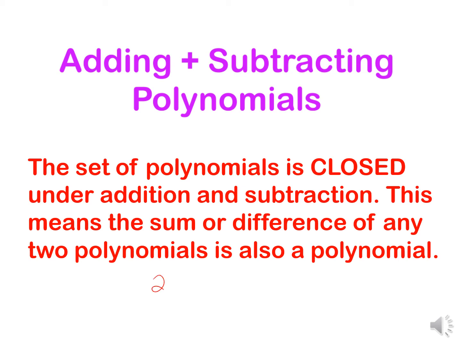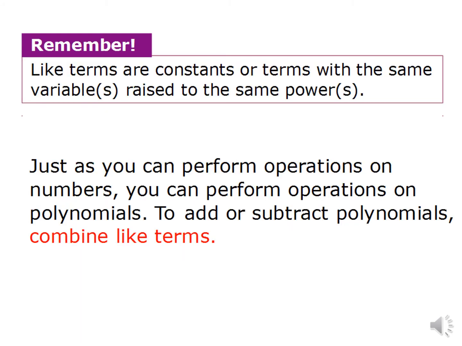Now, if you're looking at something like this, that becomes 5x squared, but monomials are also polynomials. So you can see it is still a polynomial. Like terms are constants or terms with the same variable raised to the same power. So just as you perform operations on numbers, you can perform operations on polynomials. To add or subtract them, you're going to combine like terms.